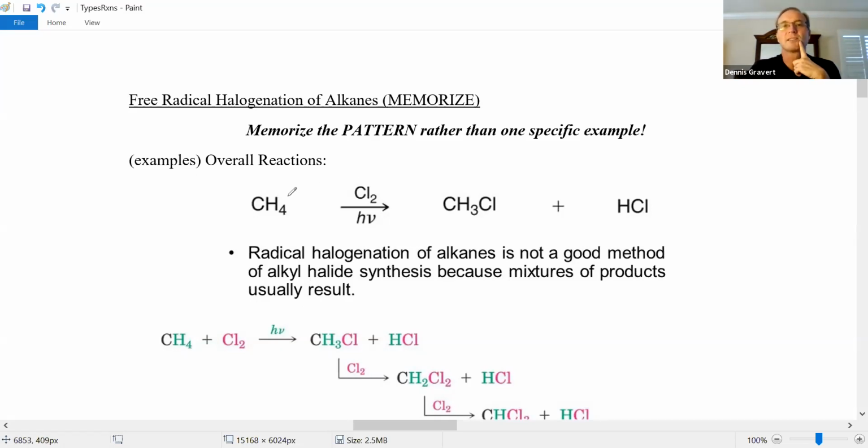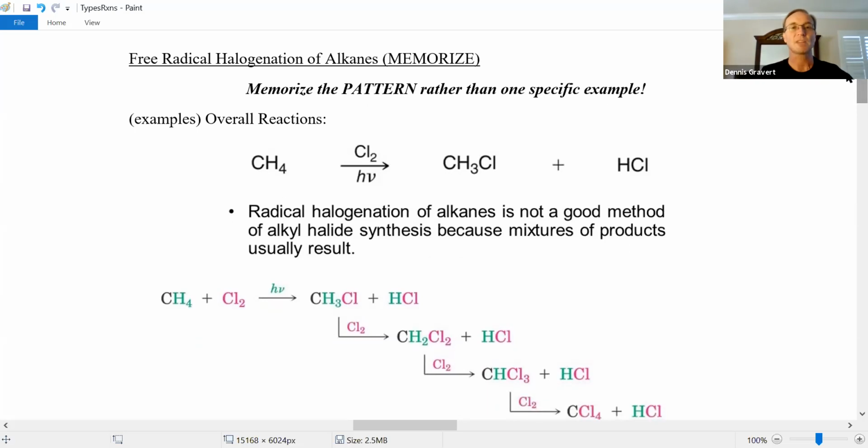So what is the pattern? Substitution. Take away an H, put on a Cl. So now it doesn't matter what I give you here. You know the pattern. Take away an H, put on a Cl if it's Cl2. Cool. So that's powerful. So memorize patterns rather than specific reactions. Don't memorize methane with chlorine makes chloromethane. No, memorize the pattern. It's substitution. Take away an H, put in a Cl. We're also going to talk about the step-by-step process to get there. We'll talk about the reaction mechanism. Cool.